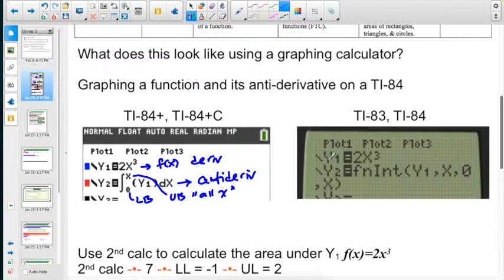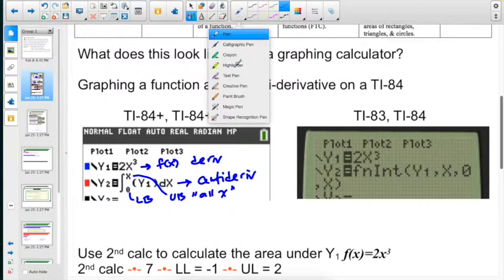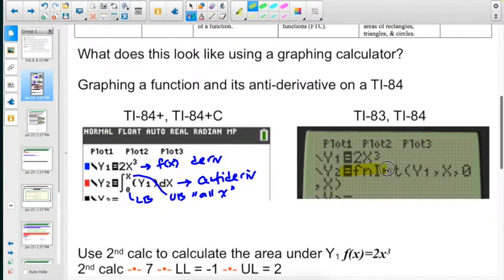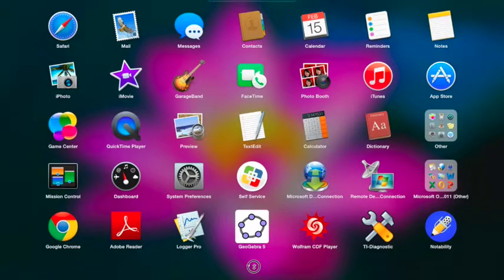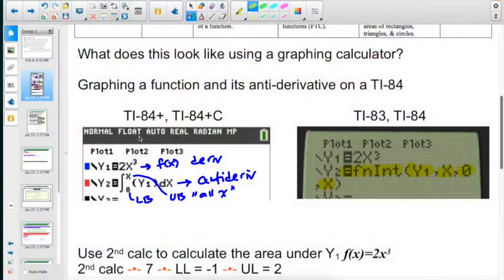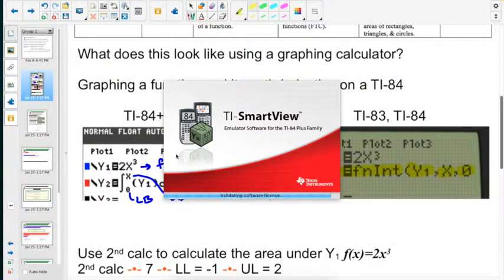And so on the newer calculator it looks like that. On the older calculator, the f int looks like this. But then the same thing, here's our y1, which is our derivative function, differentiable variable 0, or x, and then lower bound of 0, upper bound of all x's. And so as we graph that, putting that into the calculator, looks something like this.